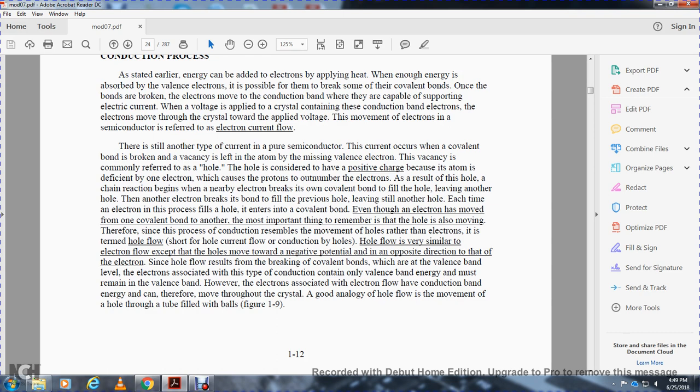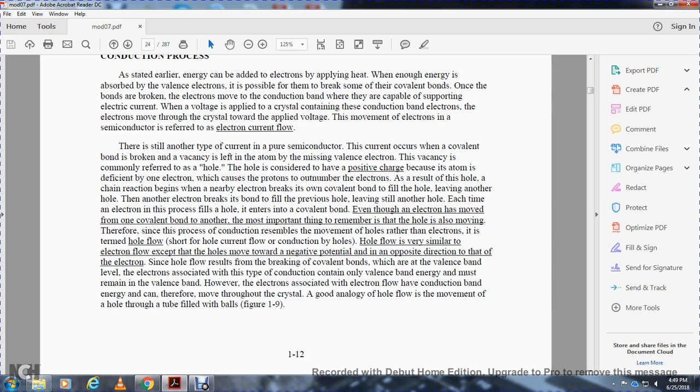Each time an electron fills a hole, it enters a covalent bond, and another electron has moved from one covalent bond to another. The most important thing to remember is that the hole is also moving. Therefore, this process of conduction resembles the movement of holes rather than electrons. It is then termed hole flow. Hole current flow, or conduction by holes, is very similar to electron flow, except that the holes move toward the negative potential, in the opposite direction to that of the electrons.